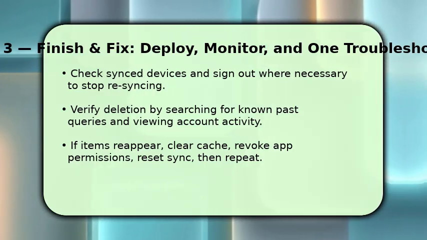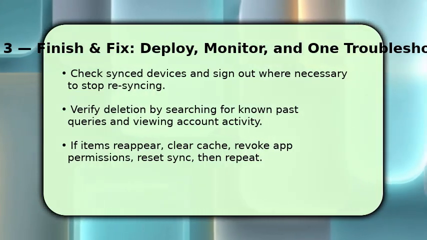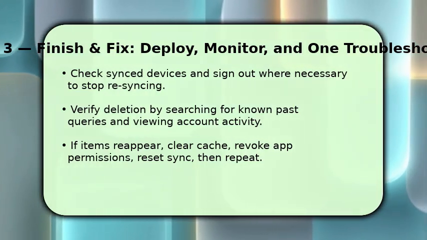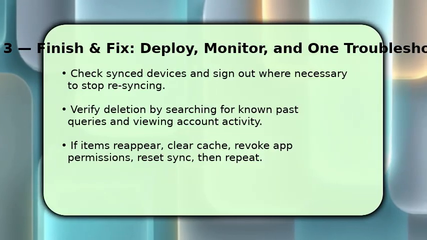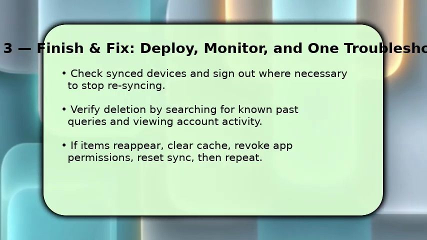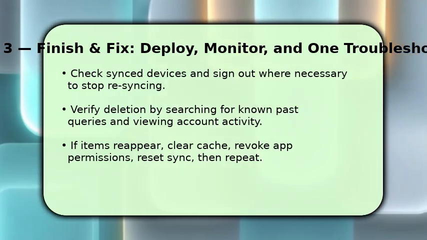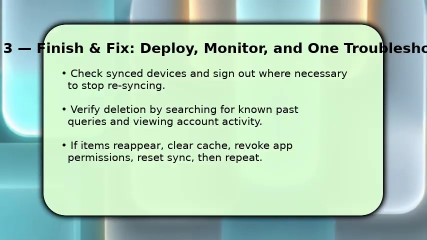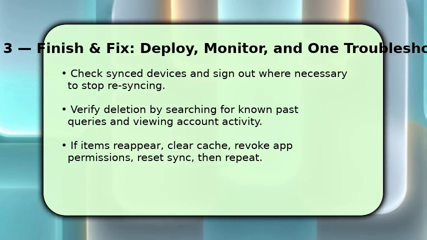Make sure nothing returns. If history reappears, clear the browser cache and cookies, revoke suspicious app permissions, and reset sync, then repeat the deletion. One quick troubleshooting tip: if items still show, remove the device from the account's list of connected devices before doing another full delete.